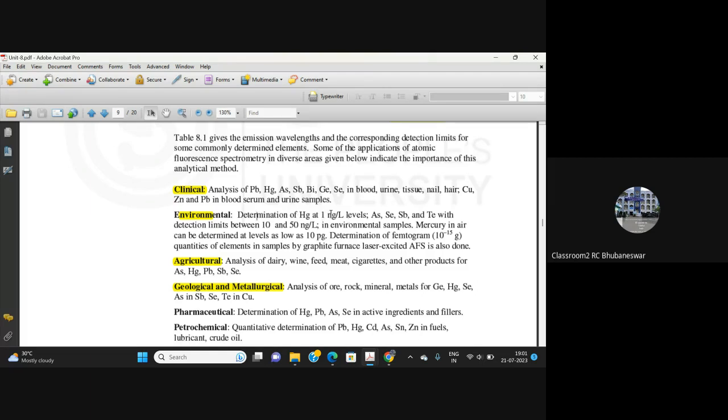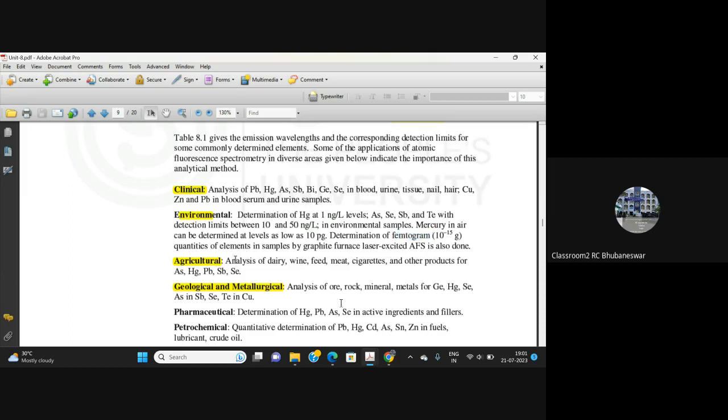See, wherever you are dealing with these elements, in any method you go, you will find the detection limit. Determination in the femtogram scale or attogram, whatever it may be, it will be mentioned. And it will be in the ppb scale or ppm scale, it will be mentioned.